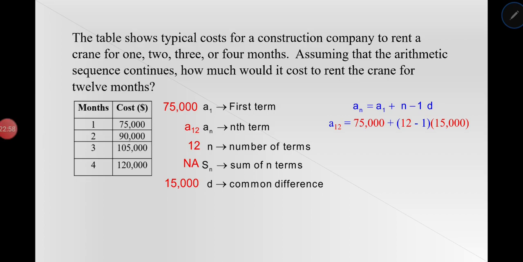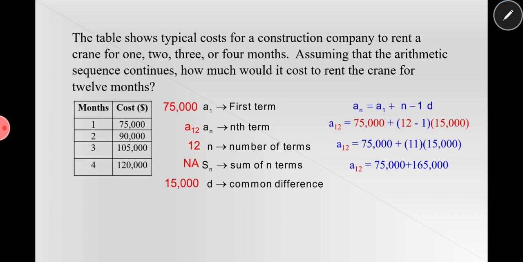Okay, by substitution, we have a sub 12 is equal to 75,000 plus 12 minus 1 times 15,000. So, uunahin muna natin si 12 minus 1. Okay, again, PEMDAS. 12 minus 1 is 11. So, we multiply it to 15,000. We have 165,000. We add 75,000. So, we have the 12th term, $240,000.